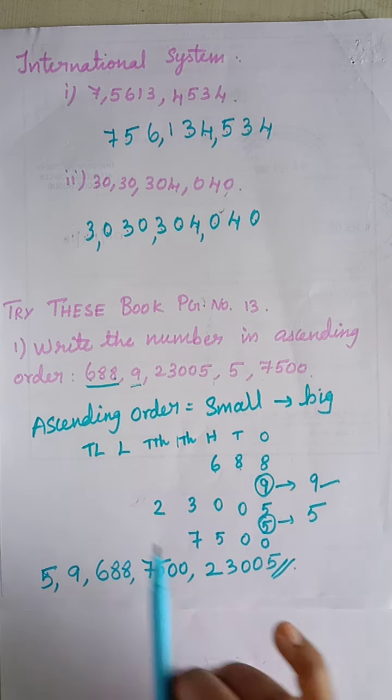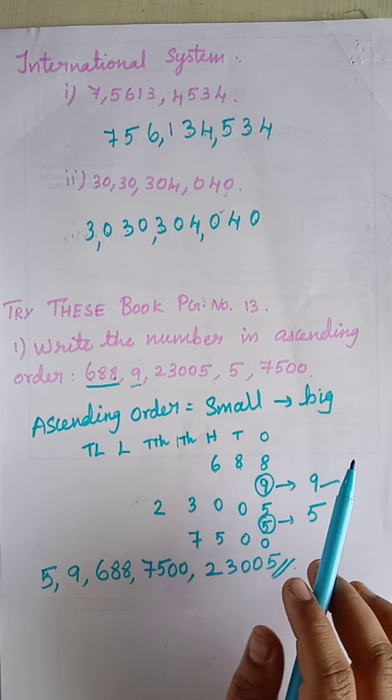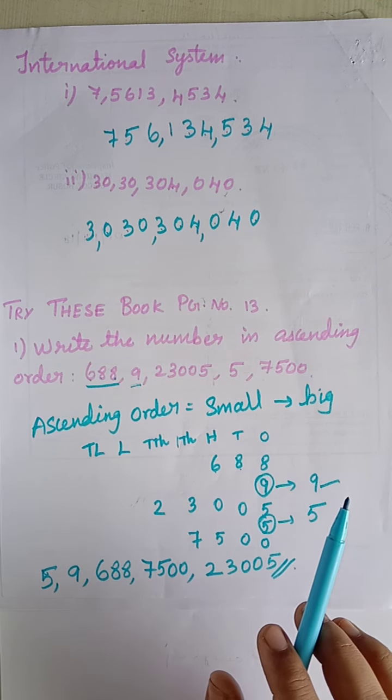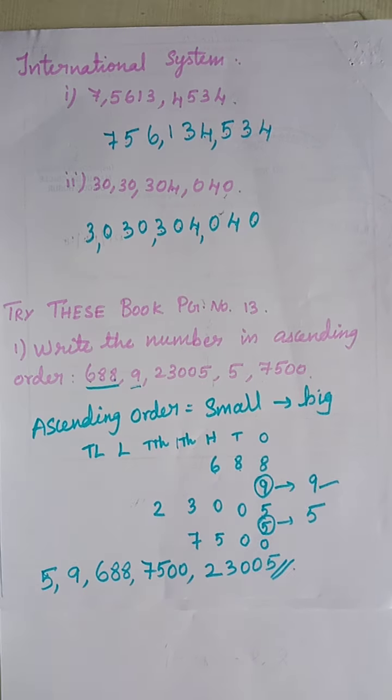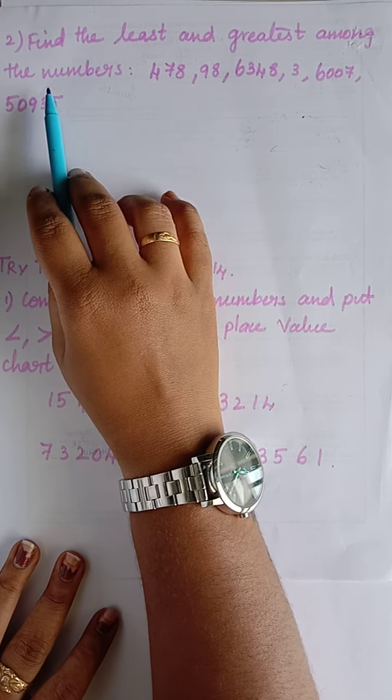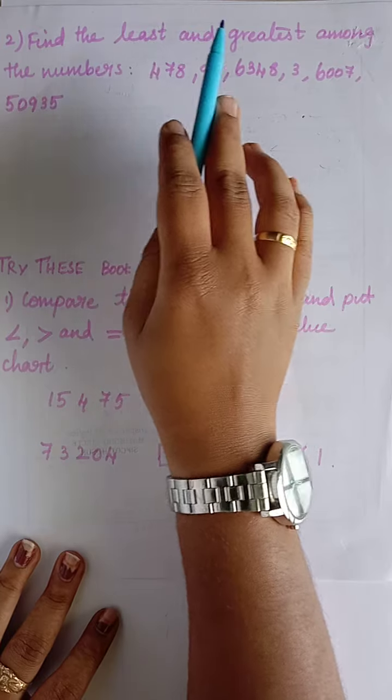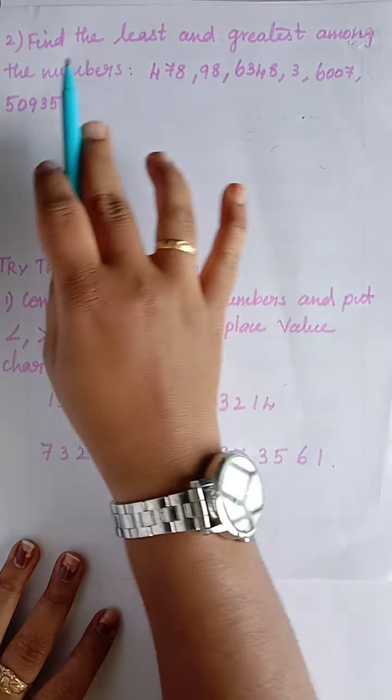Okay, so ascending order means small to big. Keep it in mind, ma. Ascending order means small to big. Okay, the second sum is: find the least and greatest among the numbers.